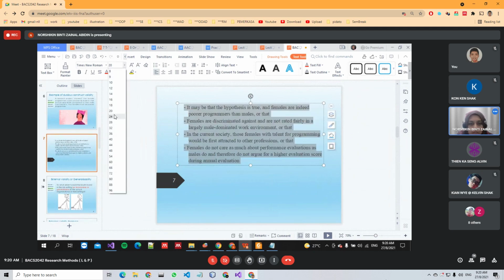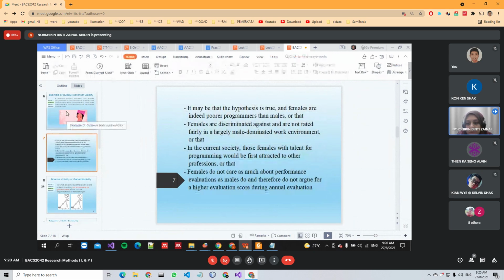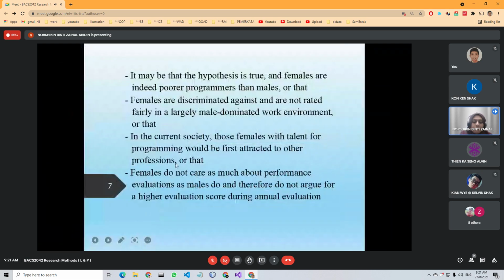From that statement just now, the female programmer have lower performance than the male programmer. It can be due to many reasons. There is a reason behind that statement. It may be that the hypothesis is true and females are indeed poorer programmer than the males. So the first point here is supporting the inference, the statement just now.